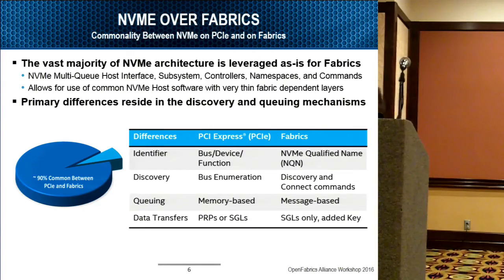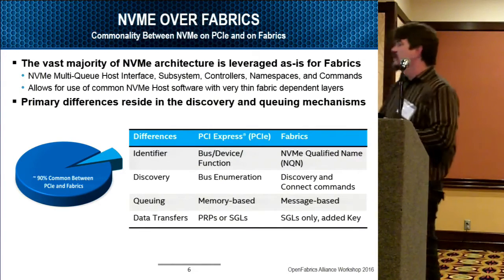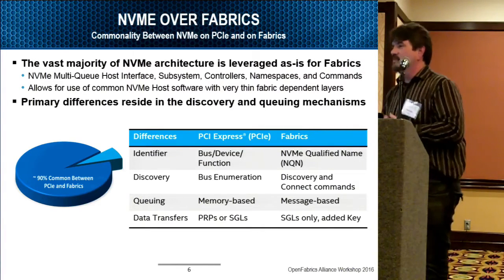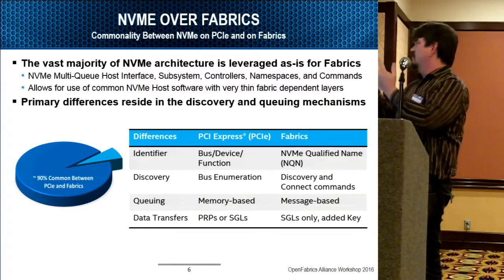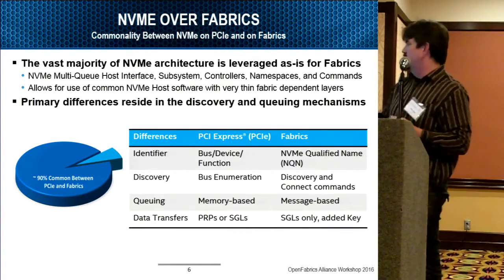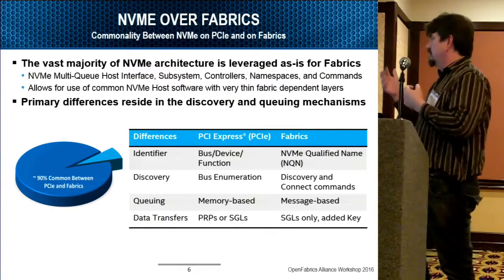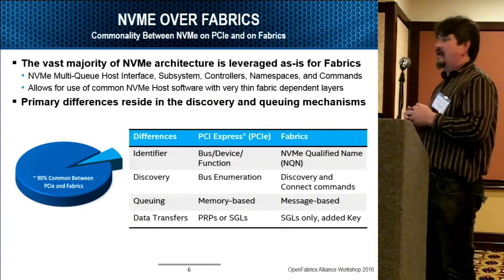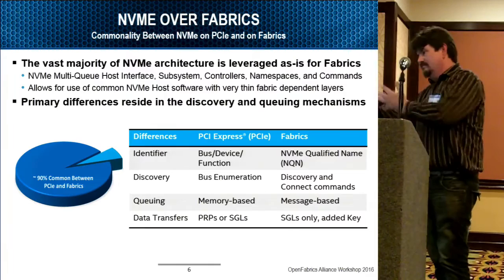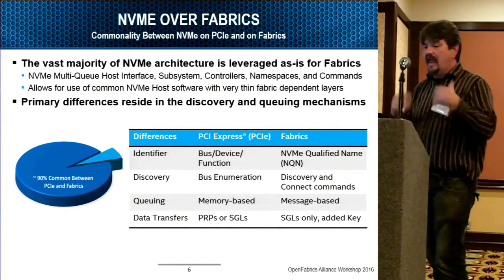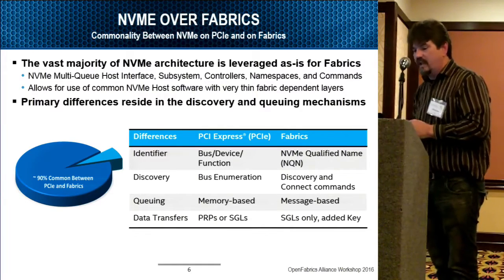There's identification and discovery, which locally, you're probing your bus enumeration, that sort of thing. For fabrics, we use an NVMe qualified name to identify resources, and discovery and connection commands are used to find out what resources you have, and I'll get to that in the next slide, and how to connect to them, and I'll get to that in the slide after that.